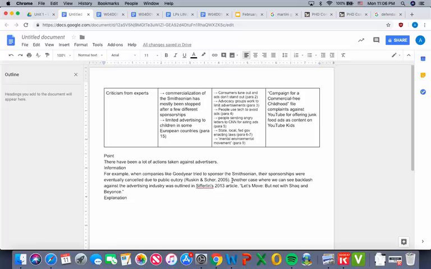And one thing I want to draw your attention to is that I'm using this "another case where we can see backlash." What's good about that is that it shows you're deliberate about listing this other idea, rather than listing companies like Goodyear and how they got removed from the Smithsonian, and then jumping right into Sifferlin. I think it's important to have connectors like these so that you're guiding your reader along. You're not just having them get this information really fast, one after another.